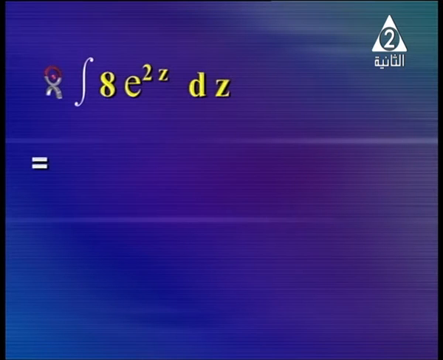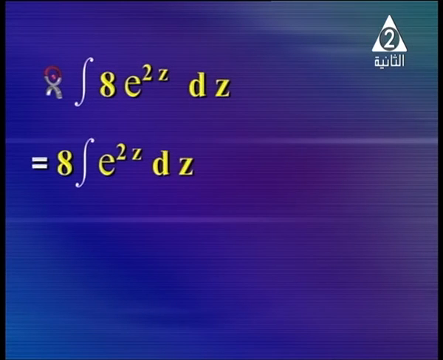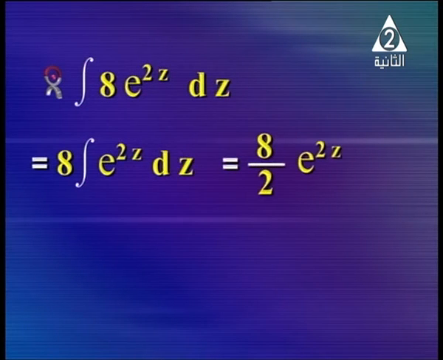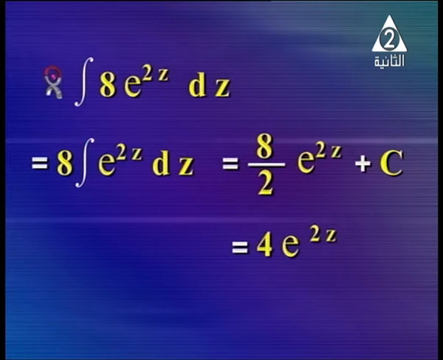Integration of 8, a constant, times e power 2z dz equals 8 times integration of e power 2z dz, which is 8 over 2 e power 2z plus c. Why? Because the integration of e power 2z is the same, e power 2z, and after that divided by the coefficient of z, which is 2. 8 divided by 2 equals 4 e power 2z plus c.